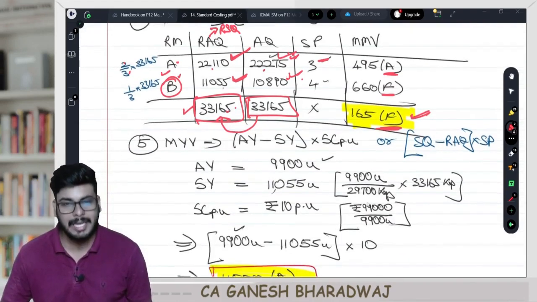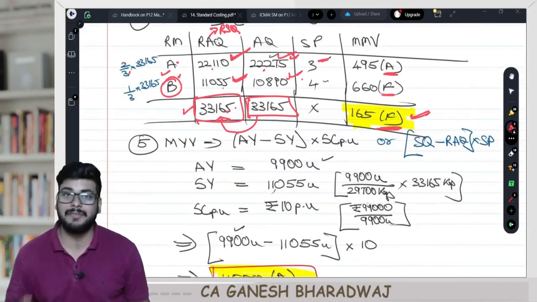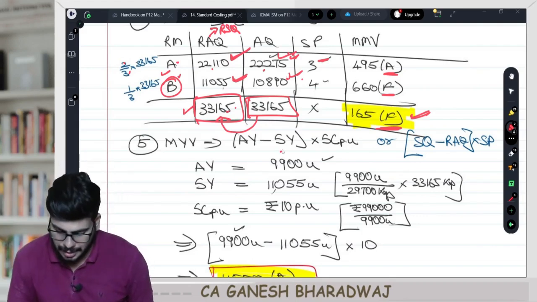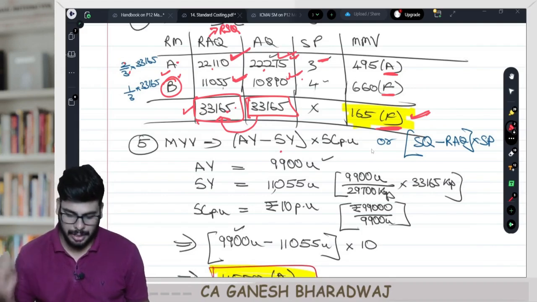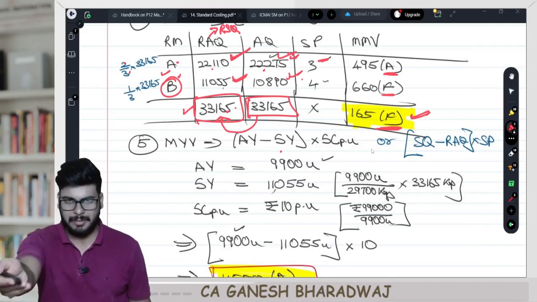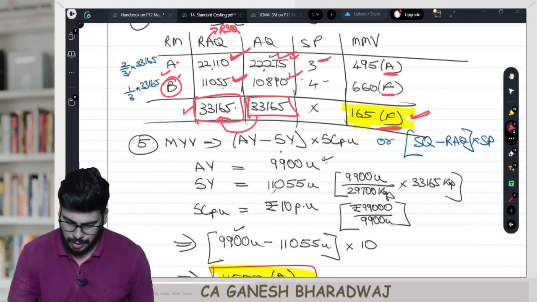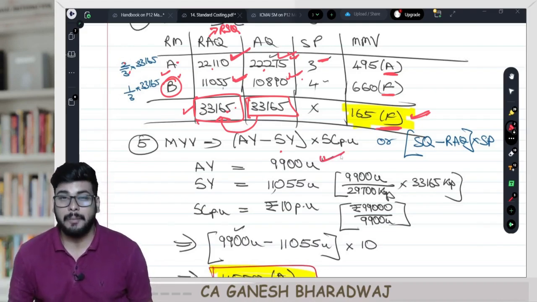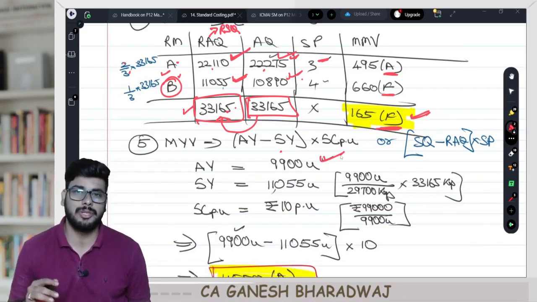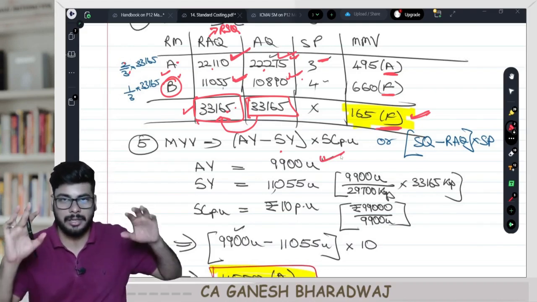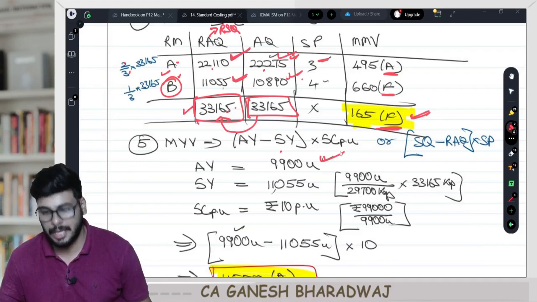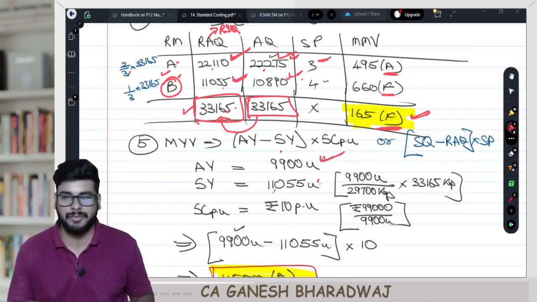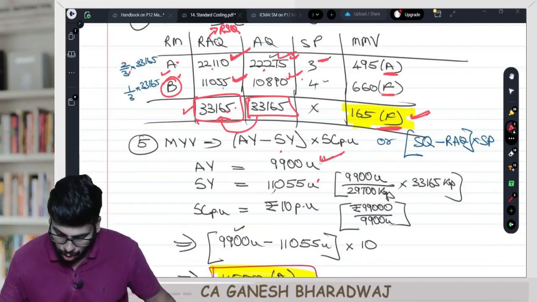Next, material yield variance. You can do it as a balancing figure, or one of the formulas I told you is actual yield minus standard yield into standard cost per unit. Now guys, what is the actual yield? Yield is basically output. Using my material cost, 9,900 units have been produced, right? But how many units should have been produced for the kgs of raw material that has been inputted? How would we calculate that? All this calculation is not given in the study material. They have just mentioned the figures here. Now let me clearly tell you how this works.